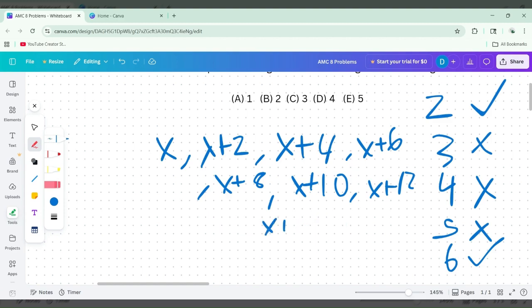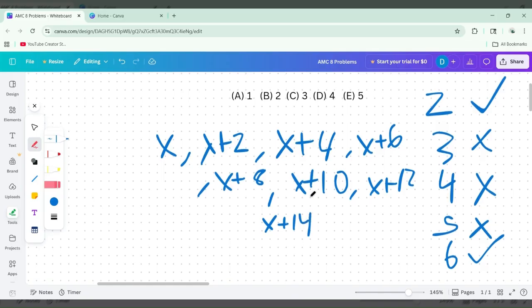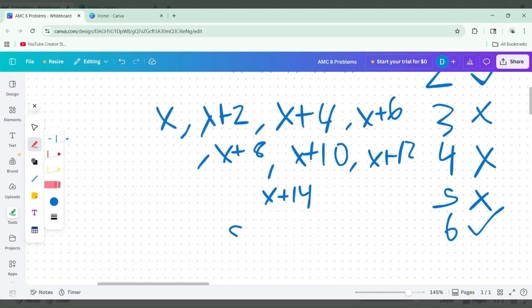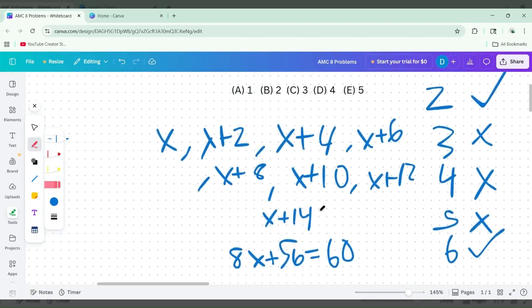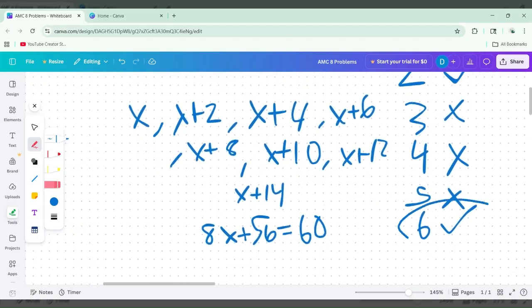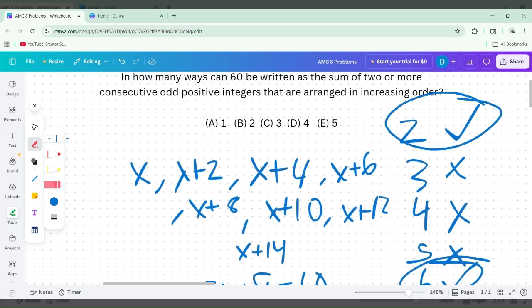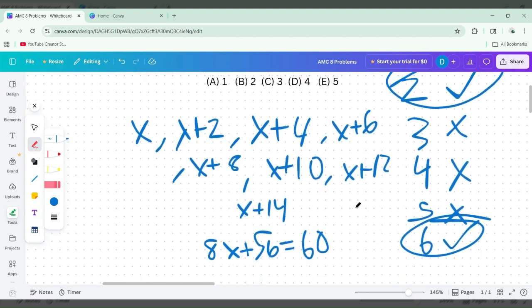So it'd be x plus 14 now, so it would be 8x plus 20, 30, 42, 56. And we're almost done because the next one won't work because it will be negative. So we have 1 over 2. That would obviously be a fraction. So there are only 2 options or 2 integers that work.